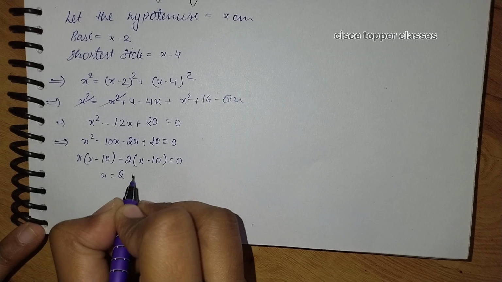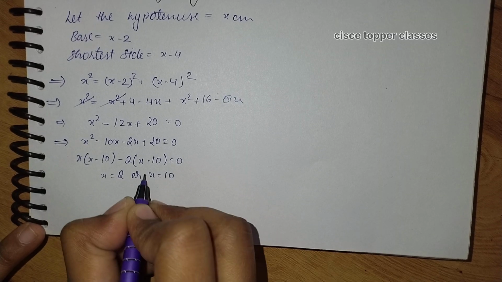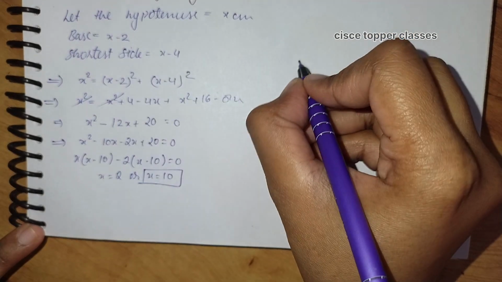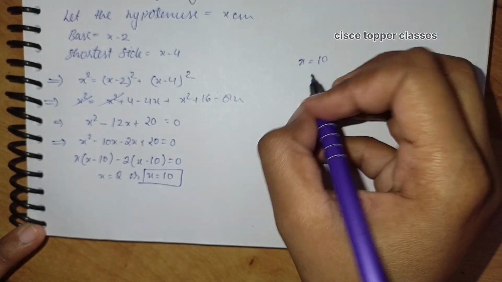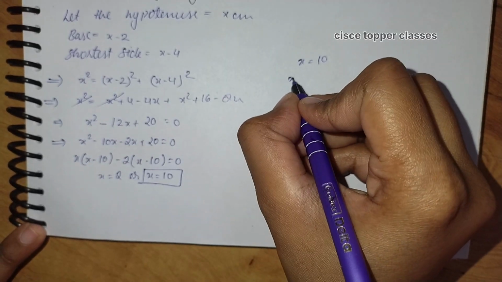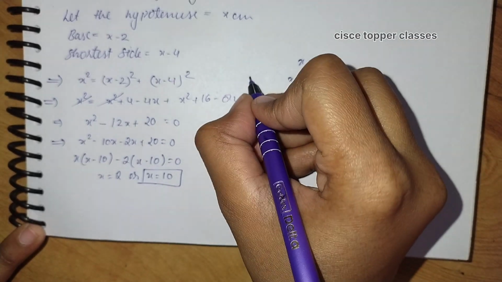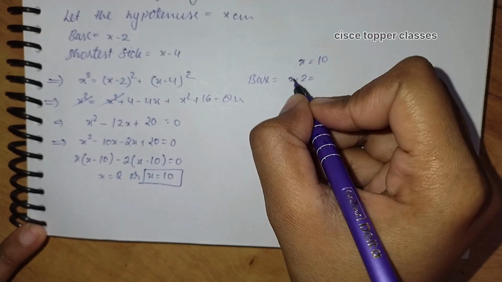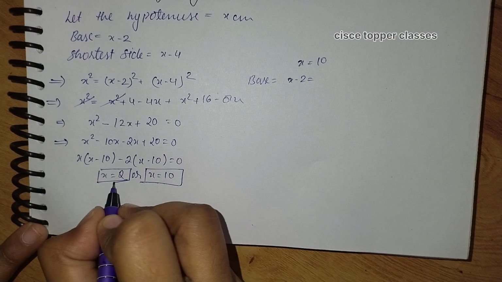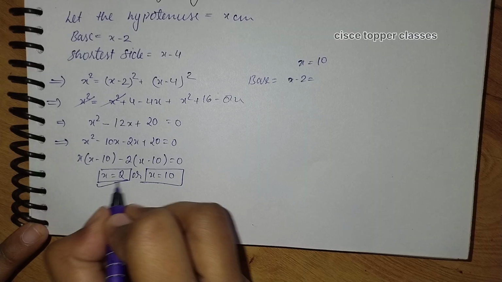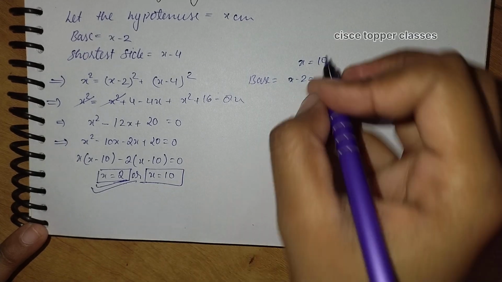So x is equal to 2 or x is equal to 10 here. We know hypotenuse is the greatest side. So x is equal to 10 is the greatest side. From that we can write the base is x minus 2. We will not take 2 because we always take hypotenuse as the greatest side. So we will get 10 as the greatest side.